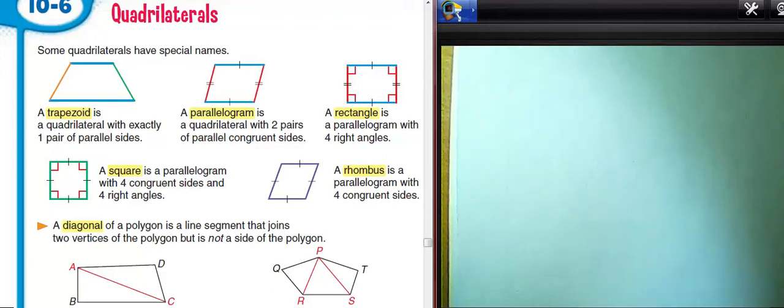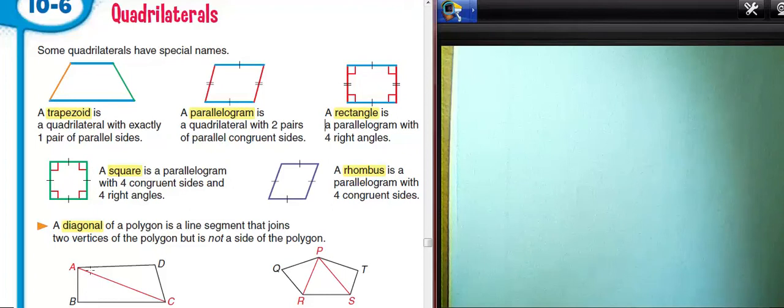Today we'll talk about quadrilaterals. Some quadrilaterals have special names, such as trapezium, parallelogram. Look at my left hand side here. Okay, trapezium, parallelogram, rectangle, square, rhombus, diagonal.